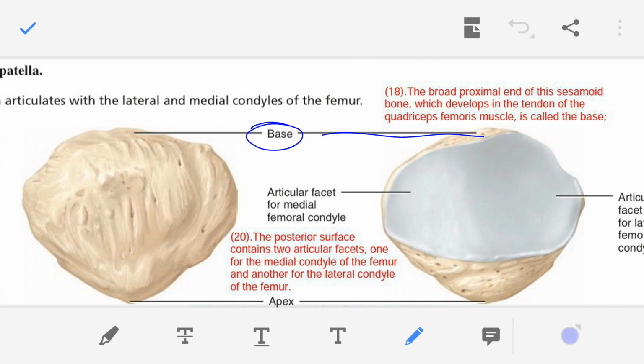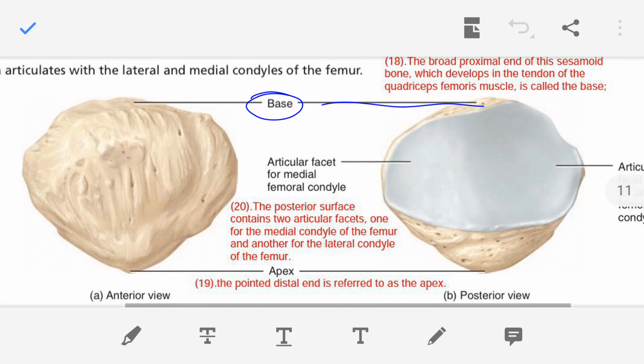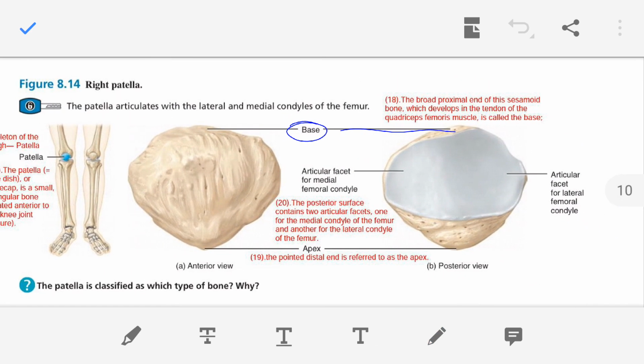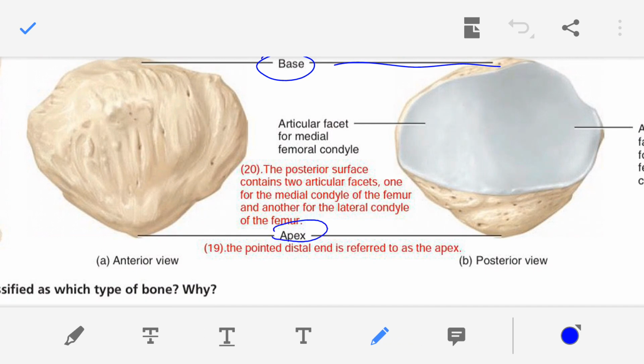Okay, so this is point number 18 regarding the base of the tela. Now point number 19 is regarding the apex. Now what is apex? Pointed distal end.